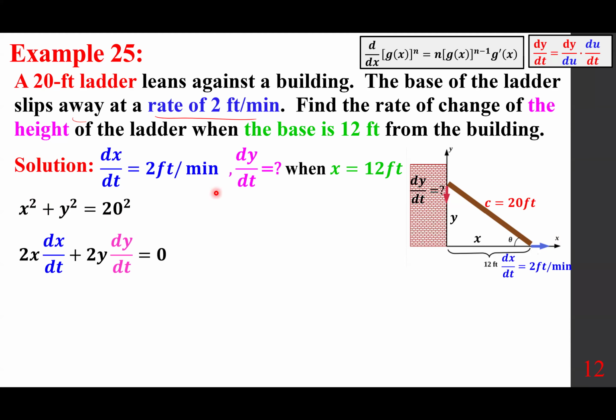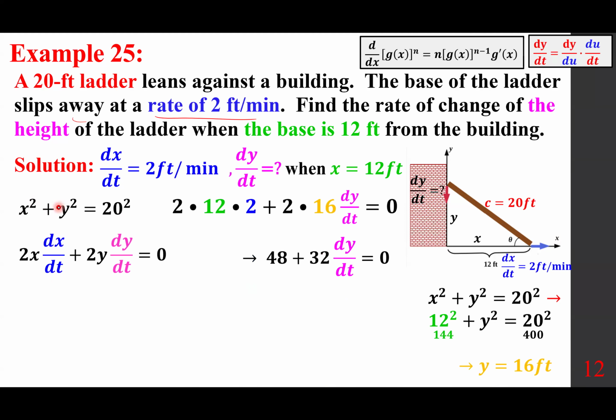So we are going to use this formula and find the missing y, which becomes 16, plug in, move the 48, and divide by 32. Again, -3/2 feet per minute.